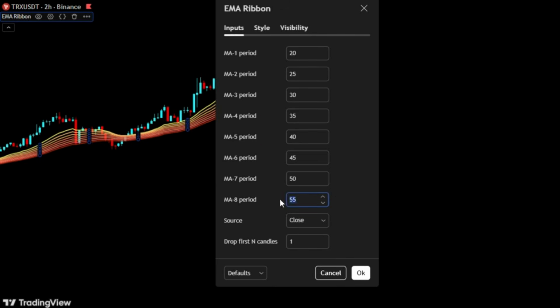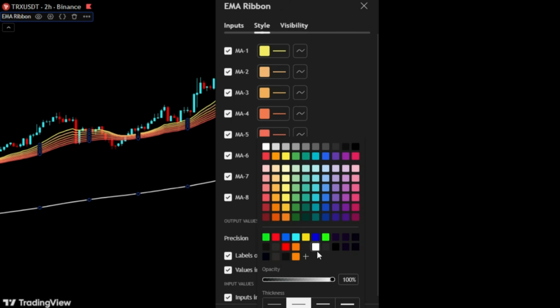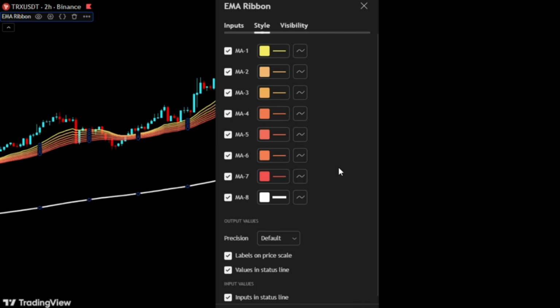One thing I like to do is increase one of those EMA values to something higher, such as 200 or 300. A longer-term EMA can help identify the broader market trend and highlight important dynamic support and resistance areas. You can also customize its appearance in the Styles tab to make it easier to spot on your chart.